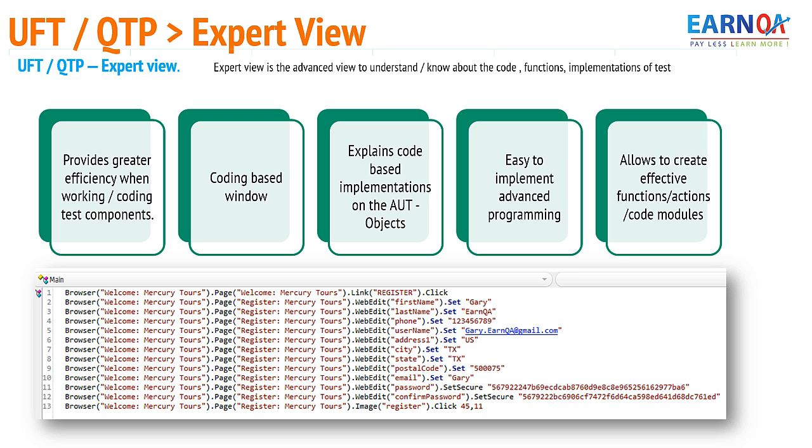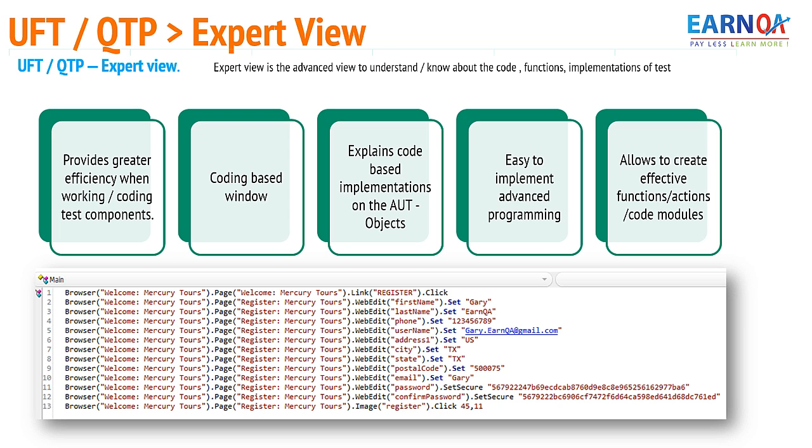Let me recapture. So we're trying to see the overview of the UFT. First thing we looked at is the keyword view. As the name says, keyword view is the simplest view where it explains the objects, operations, and the values that are being used for the objects, and it is for the beginners.